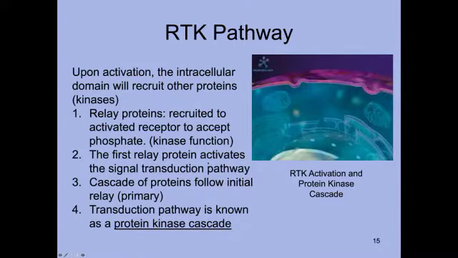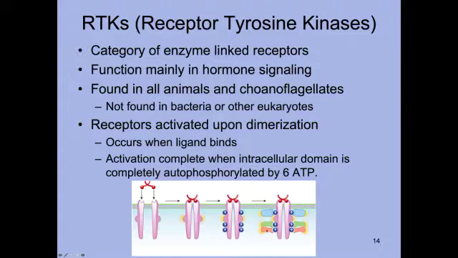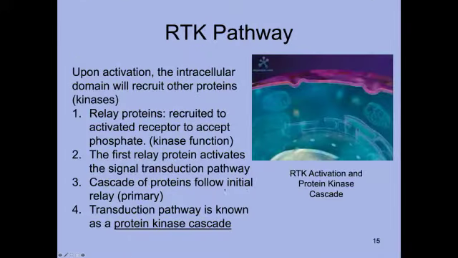Now, once activated, that intracellular domain recruits all those other proteins. Right? Go back here. All of these proteins got recruited because of these phosphates on there. So when they get recruited, these are referred to as relay proteins. Think of a relay race when somebody passes one baton to the next runner and he passes it to the next runner and she passes it to the next runner. So this constant passing of the baton is a relay race.